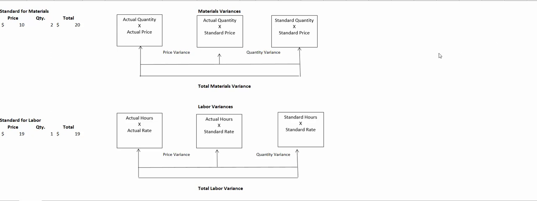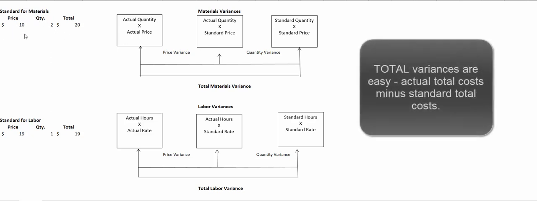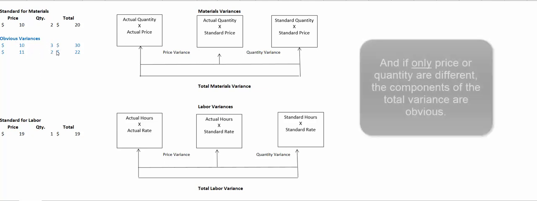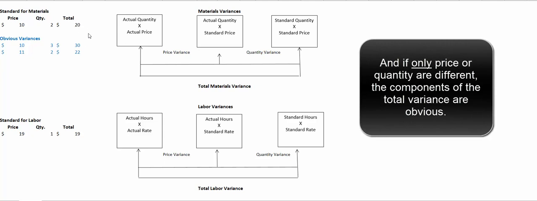Let's look at a couple simple examples. Let's say that I'm going to make covers for iPads, and I say it's going to cost me $10 per square foot of leather. I'm going to use 2 square feet of leather for each pad. So my total cost for each iPad cover should be $20. Let's look at a couple obvious variances. I spend $10, that's the right price, but I use 3 square feet, that's 30. That's a total variance of 10. I was supposed to spend 20, I spent 30. Is it a price variance or a quantity variance? Obviously it's a quantity variance.